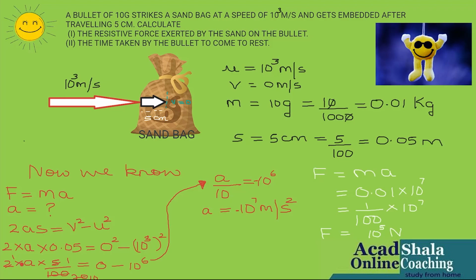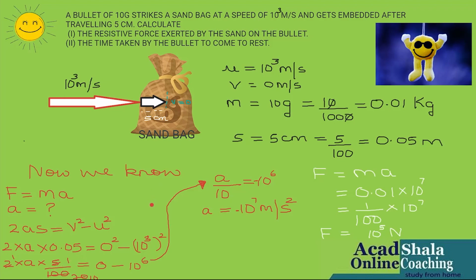That is 2 into A into, now to remove the decimal, what I will do, 5 upon 100, that is 1 upon 100 is equal to 0 square is 0 minus 3 2s are 6, 10 to power 6. So I will do the calculation over here only. I will simplify further. 5 1s are 5, 5 2s are 10 and 0. And then 2 1s are 2 and 10 2s are 20.